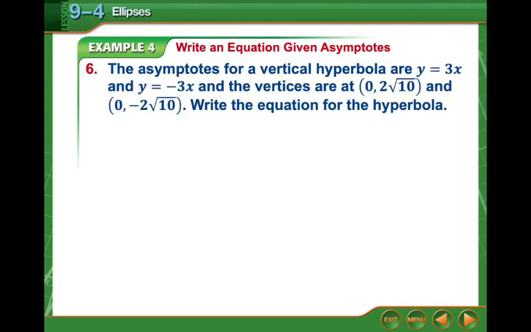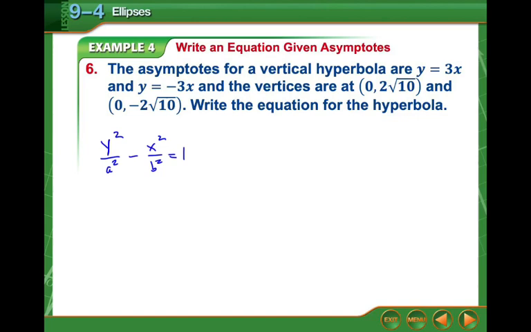So our next one here, we are given the asymptotes for the vertical hyperbola. So we know it's vertical, which means y is going to go first. And again, it doesn't tell us that it's centered at the origin, but we haven't seen what it looks like when it's not. So this one's going to be centered at the origin.